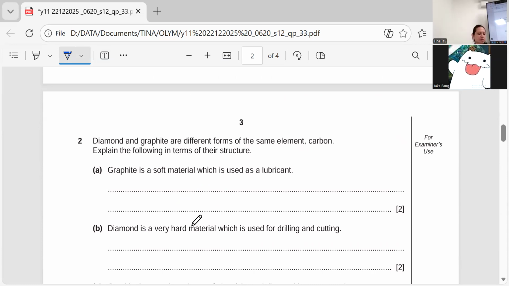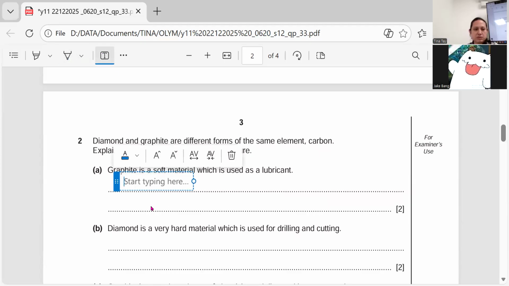Diamond and graphite are different forms of the same element, carbon. Explain the following according to their structure. Graphite is a soft material. Why? Layers that slide. Graphite molecules are in layers that can slide over each other.